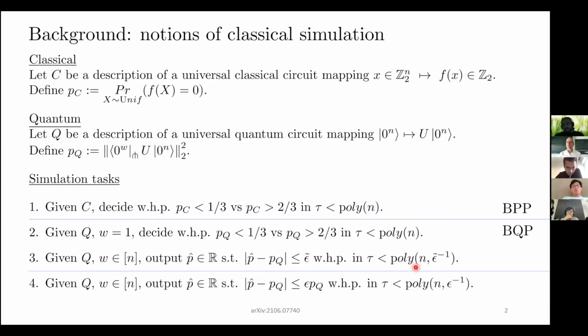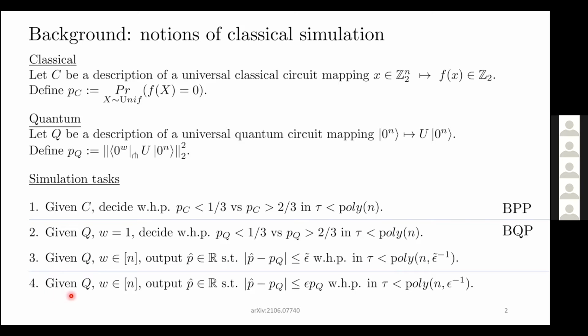And we need the runtime to be a polynomial in the number of qubits and in inverse epsilon. And so I'm going to refer to this notion as additive error estimate of vulnerable probabilities. The thing that's kind of important is that both of these notions of simulation, or both of these tasks, can be accomplished by a universal quantum computer. And this fourth task here is well beyond the ability of a universal quantum computer.